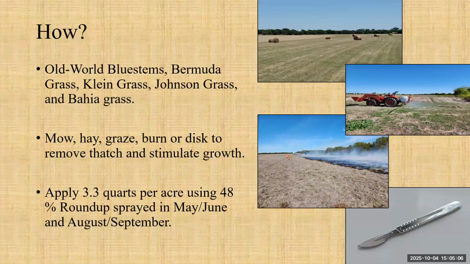Once we get a little bit of growth on the ground, we're going to apply 3.3 quarts of Roundup in May, June, and again in August, September to make that landscape zero. Go ahead.